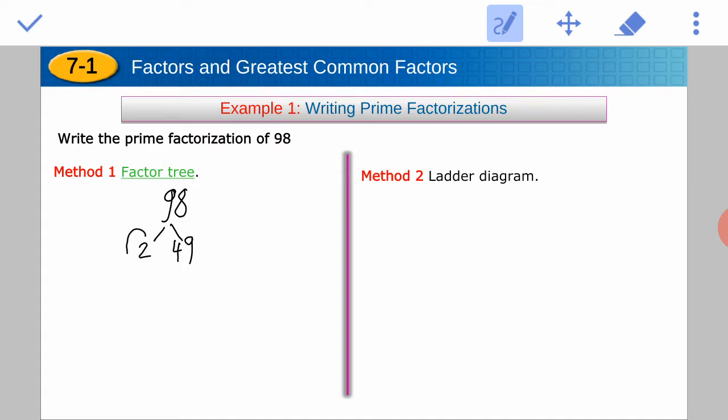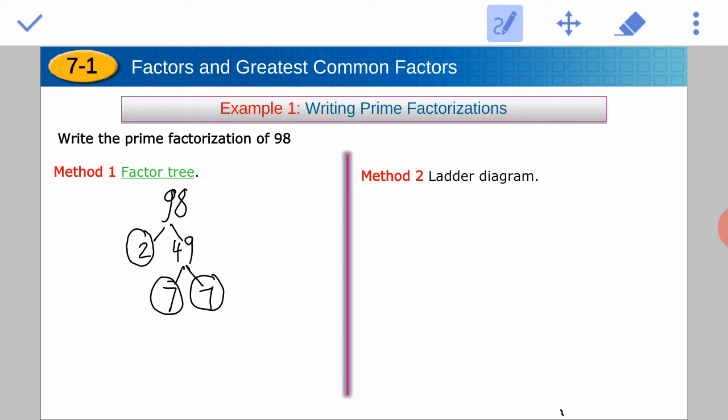We're going to circle prime numbers only because we're doing prime factorization. We will not circle the 49, but we need to continue factoring the 49 using the same concept. One of the 2 factors has to be a prime factor. 49 is not divisible by 2, is not divisible by 3, is not divisible by 5, but it's divisible by 7. It can be written 7 times 7. 7 is a prime number, so I'm going to circle these 2 7s. And now 98 is completely factored, the prime factorization.